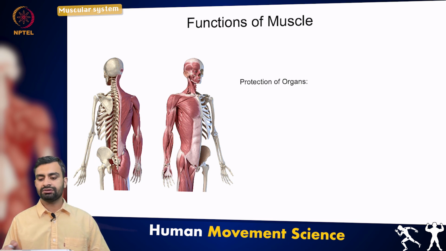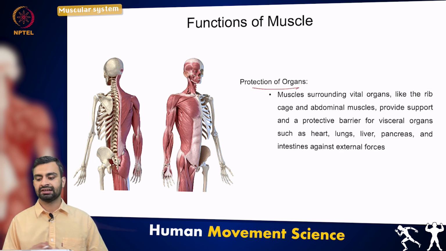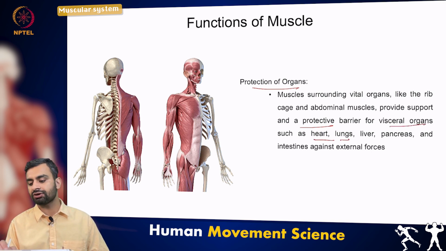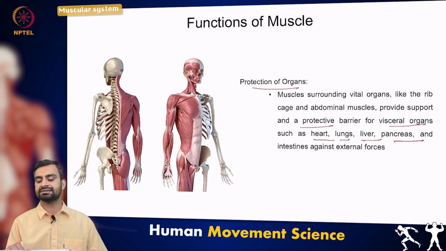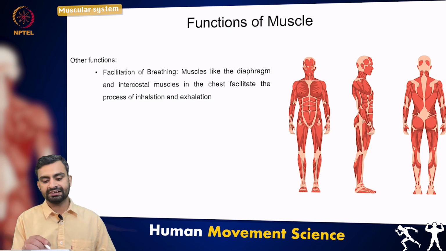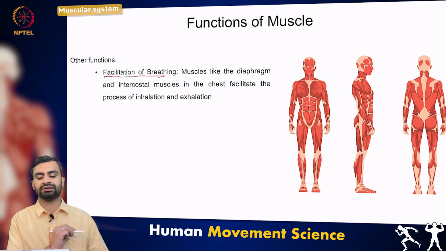Another important function which muscles do is the protection of organs. Muscles surround various vital organs such as the rib cage and abdominal muscles, and provide support and a barrier for various vital organs such as heart and lungs, and visceral organs like liver, pancreas and intestine against external force or trauma. There are some other functions which muscles also facilitate, for example, facilitation of breathing.